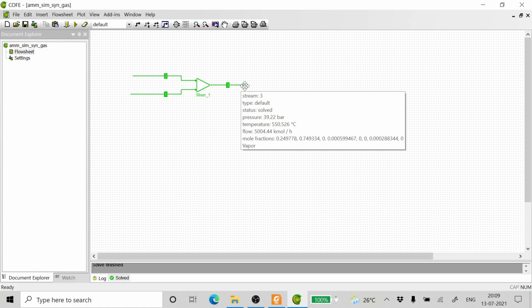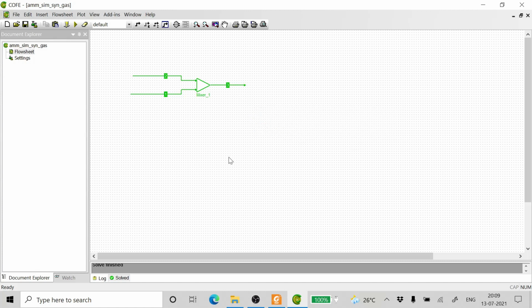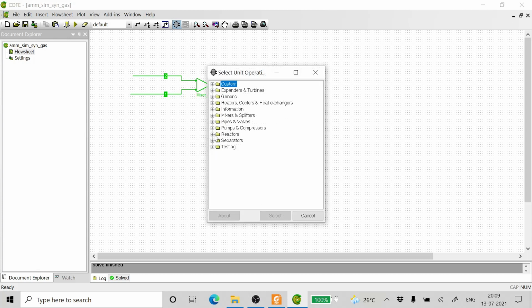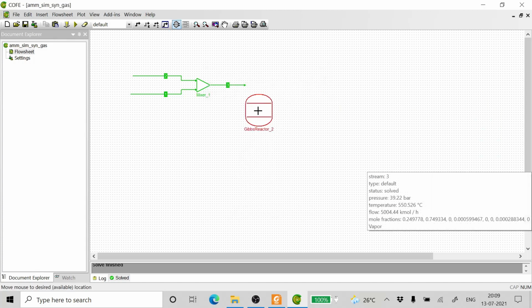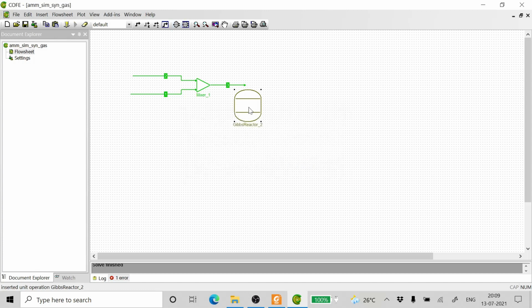Now, this stream number 3 enters the primary reformer. Now, to simulate the primary reformer, let's go to reactors and let's take a Gibbs reactor and select it and put it in this flow sheet. So, we take stream number 3 and take it as an inlet to the Gibbs reactor. Now, we rename this Gibbs reactor as primary reformer.